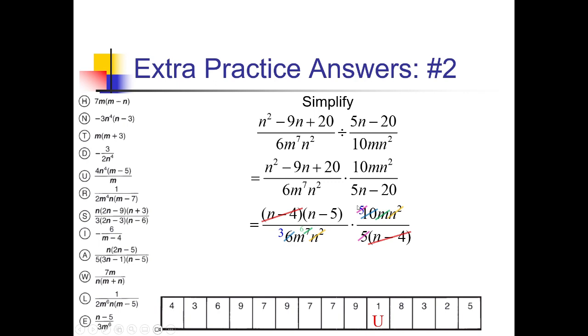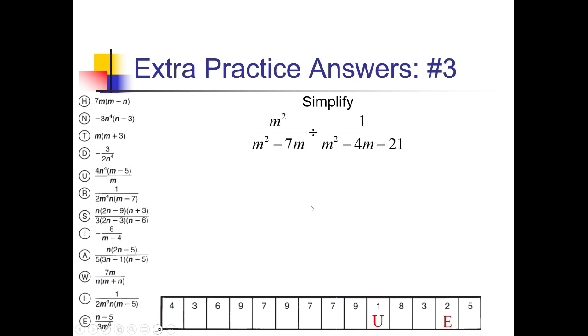So what do we have left? We have an n minus 5 in the numerator. And in the denominator, we still have a 3 and an m to the 6th, and it looks like that's it. So n minus 5 over 3m to the 6th, that's all the way down here. That's e, and that goes in box number 2. On to the next. Just like before, same, change, flip that second fraction.